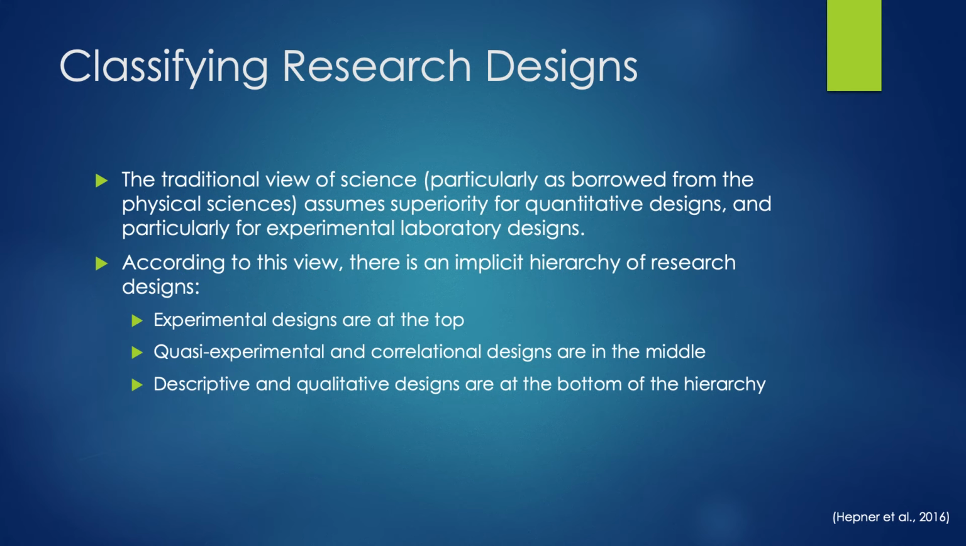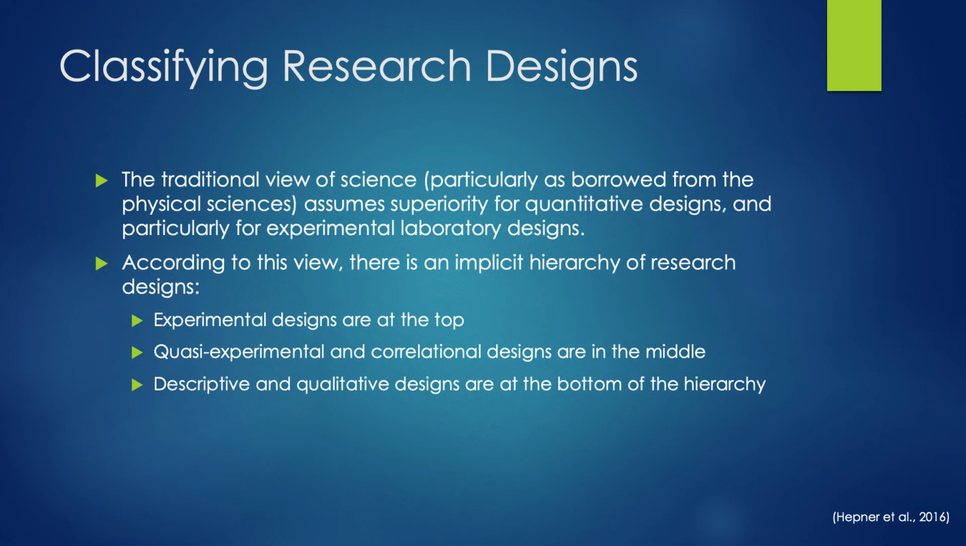All right, so the traditional views of science, particularly as borrowed from the physical sciences, assume superiority for quantitative designs, and particularly for experimental laboratory designs. So according to this view, there's an implicit hierarchy of research design. So quantitative experimental designs are at the top. Quasi-experimental and correlational designs are somewhere in the middle of quantitative. And then descriptive and qualitative designs are at the bottom of the hierarchy.